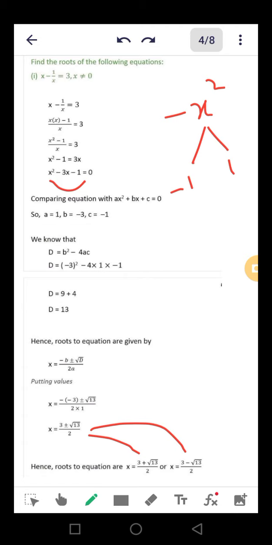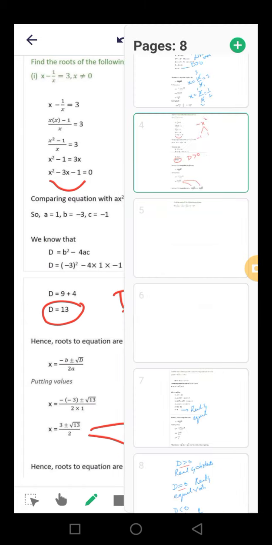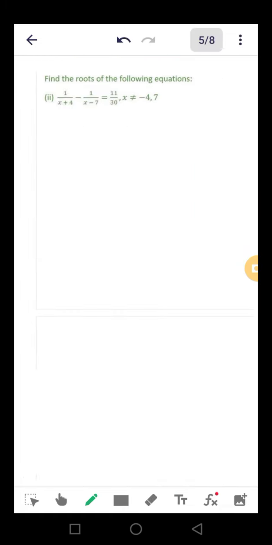So how are the roots here? Roots are real and distinct because D is greater than 0. Observe this also here. D is greater than 0, roots are real and distinct. Let's go for the next bit now.